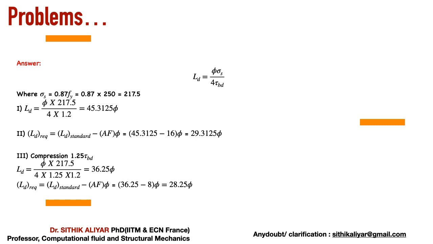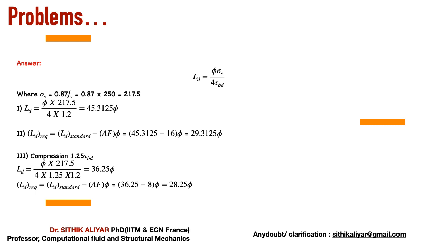The standard development length you have provided for the same condition is 45 times the diameter of the bar, minus AF into phi. What is AF? The anchorage factor for a hook is 16. You can go back and see the table. It is 16. Subtract. If you are providing a hook, your answer is 29 times the diameter of the bar. I hope it is clear.